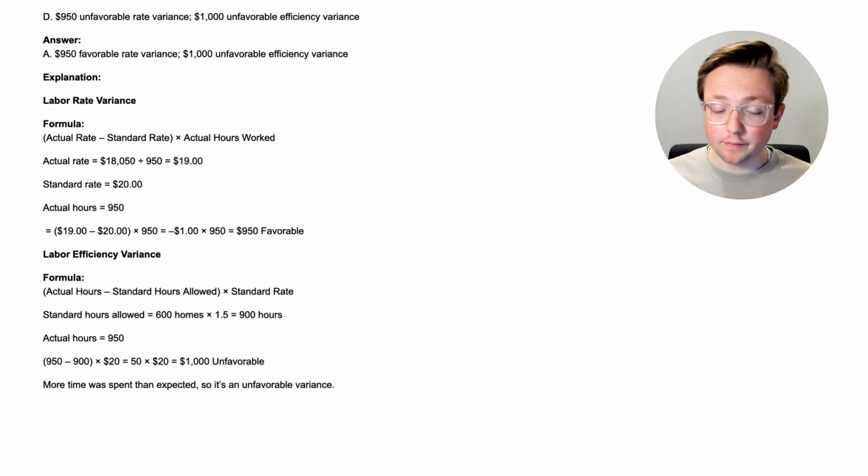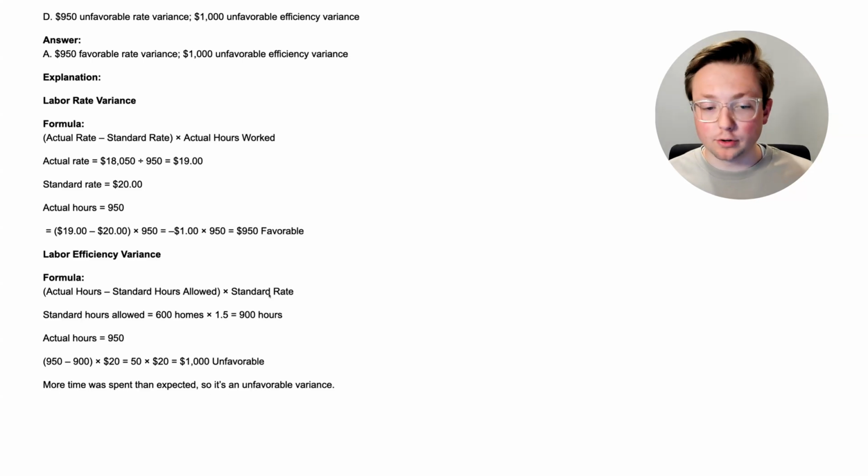Now let's talk about labor efficiency variance. And again, this is somewhat similar to the material efficiency variance. The actual hours less the standard hours allowed multiplied by the standard rate. So standard hours allowed is 600 homes multiplied by 1.5, which would be 900 hours. So that's the typical amount of hours that they are expecting.